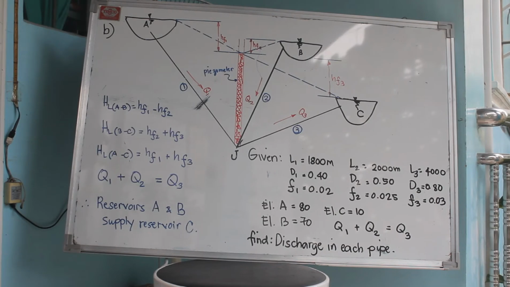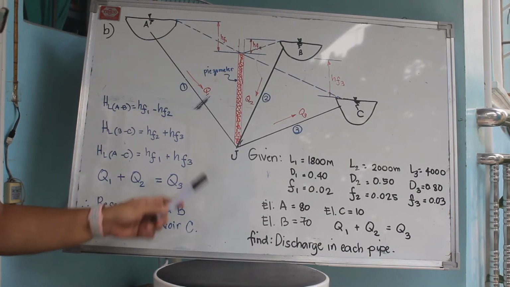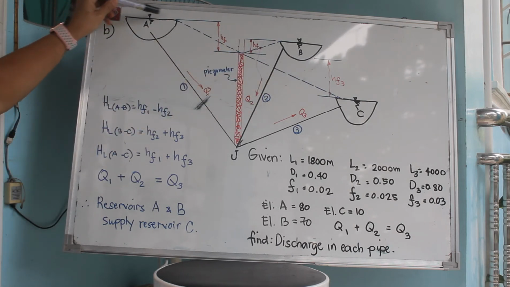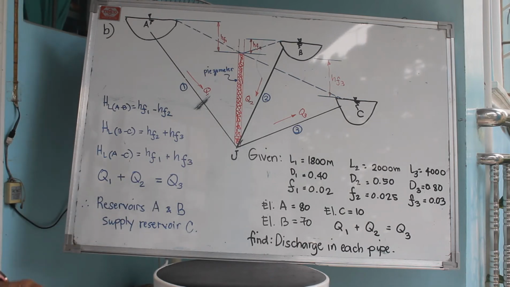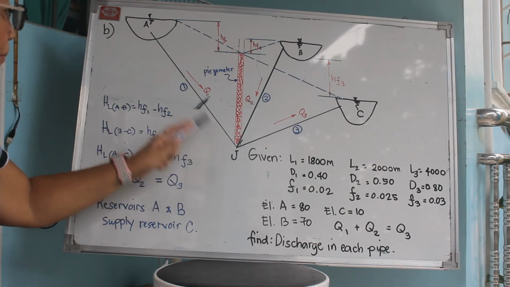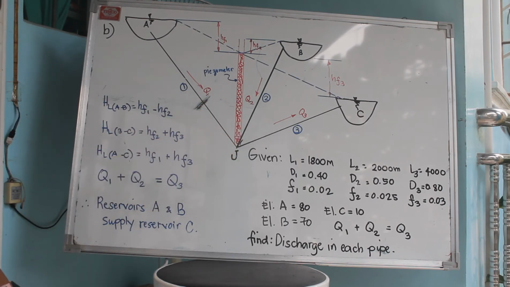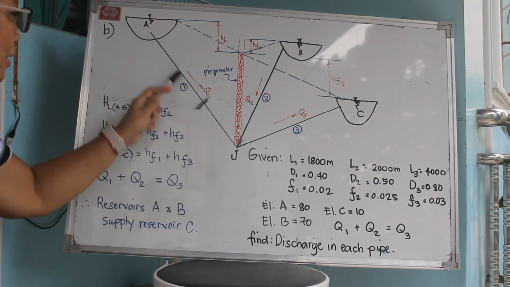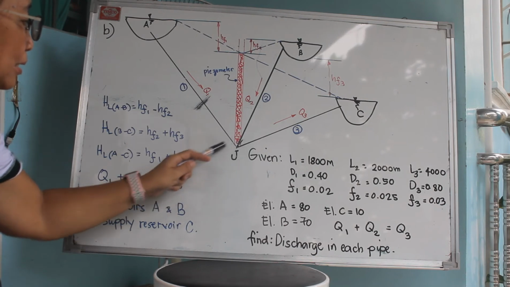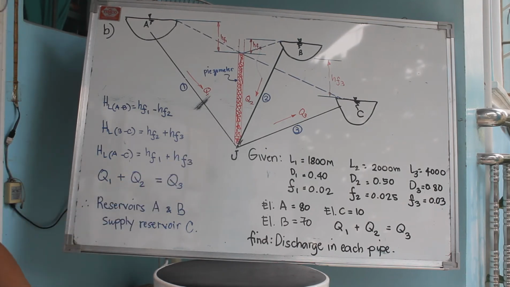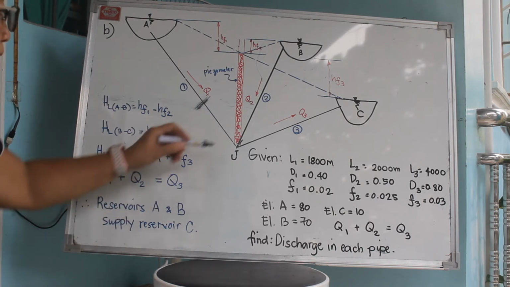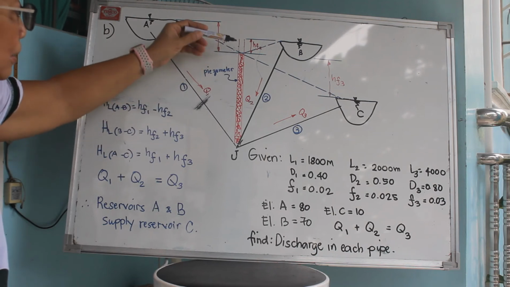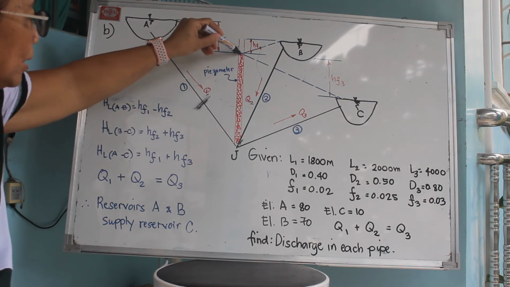Okay, another situation is illustrated here. Again, 3 reservoirs, A, B, and C, with the water surface elevations as indicated in the drawing. The pipes are 1, 2, and 3 and connect the reservoirs towards the junction J. So, the pipes are connected in such a manner that nandito sila, they meet at a common point which we call the junction. Now, at the junction again is an illustration of a piezometer tube whose water surface is at this elevation.